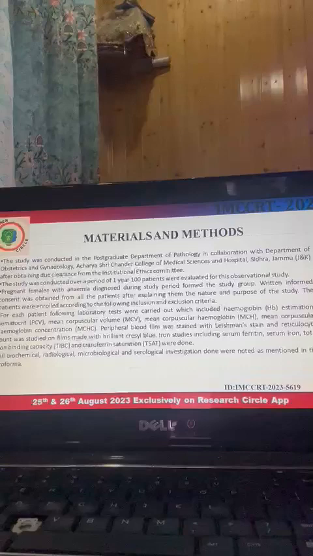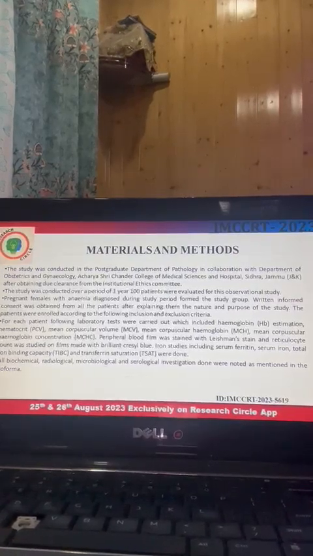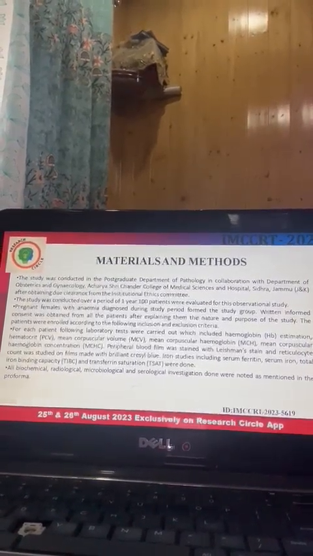Now, materials and methods. The study was conducted in the postgraduate Department of Pathology in collaboration with the Department of Obstetrics and Gynecology, Acharya Sri Chandra College of Medical Science and Hospital, Jammu, after obtaining due clearance from the Institutional Ethics Committee. The study was conducted over a period of 1 year and 100 patients were evaluated for this observational study. Pregnant females with anemia diagnosed during the study period formed the study group, and written informed consent was obtained from all the patients after explaining to them the nature and purpose of the study. The patients were enrolled according to the following inclusion and exclusion criteria.